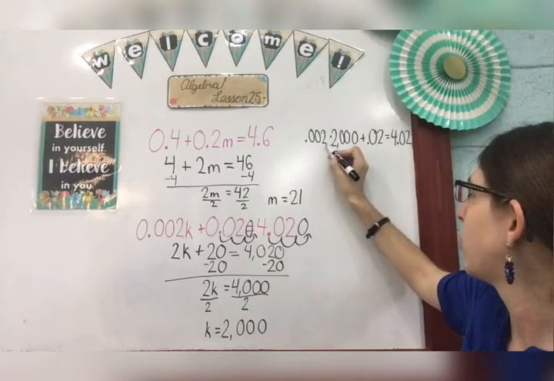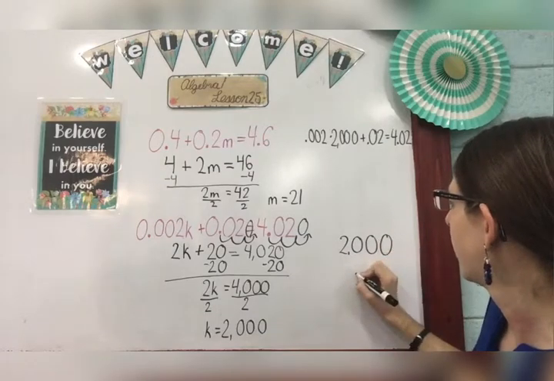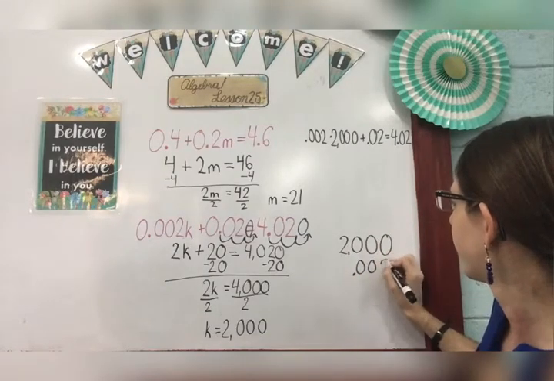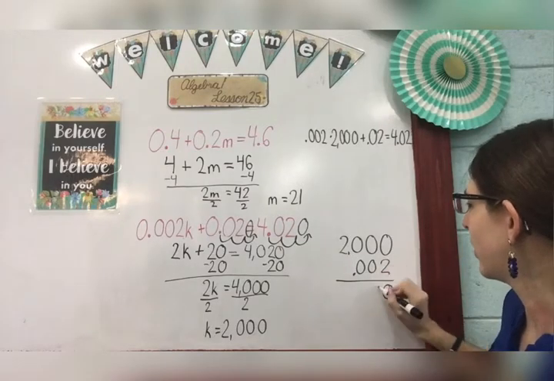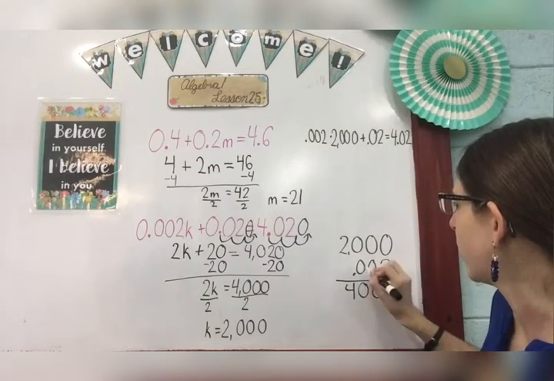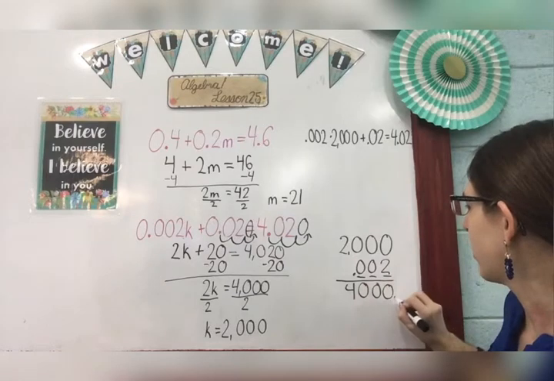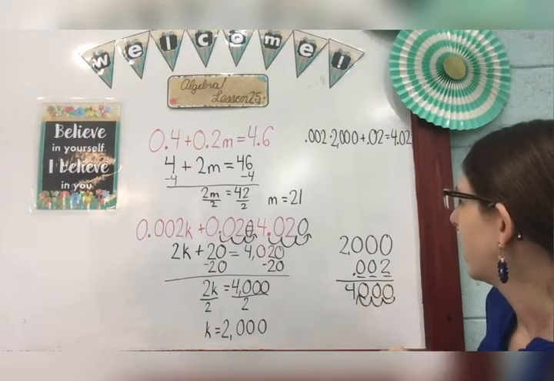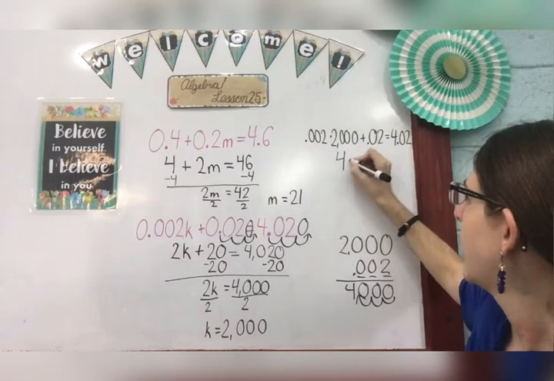0.002 times 2,000. Let me write it down here so you can see that a little better. Well, I multiply 2 times 0 is 0, 2 times 0 is 0, 2 times 0 is 0, 2 times 2 is 4. I don't need to multiply the rest of my zeros. I just need to move my decimal point 3 places over, 1, 2, 3, and so I get 4. So 0.002 times 2,000 is 4.